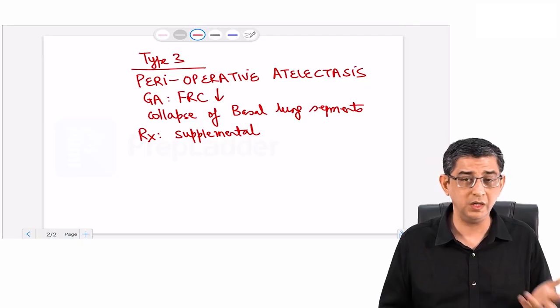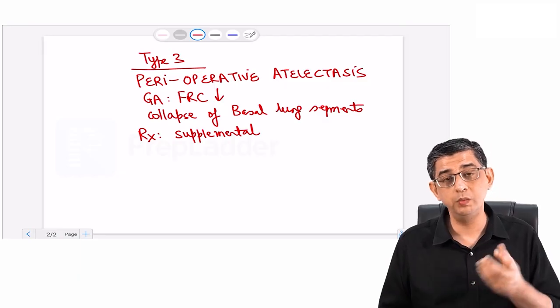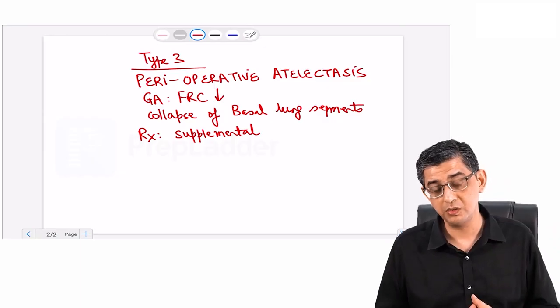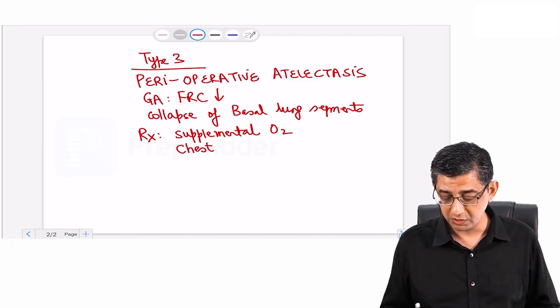What is the difference? Obviously, the age. With age, the muscles tend to become relatively lax. The muscle tone basically reduces, and that's for all muscles in the body, including the respiratory muscles also. So, apart from supplemental oxygen, you will have to definitely depute a chest physiotherapist for this person post operative.